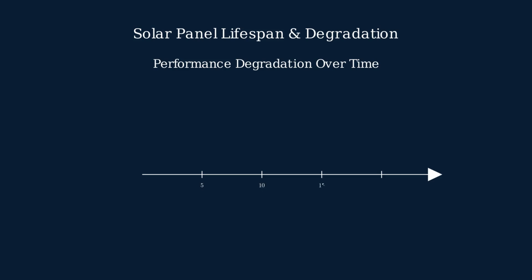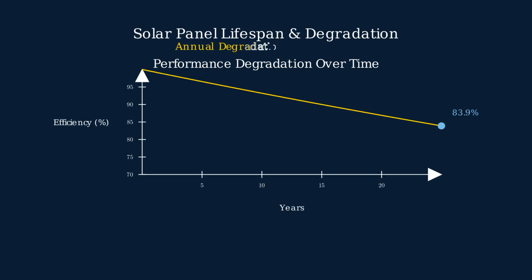Solar panels gradually lose efficiency over time, with most panels degrading at a rate of about 0.5 to 1% per year. This means that after 25 years of operation, a typical solar panel might still function at 80 to 85% of its original capacity.